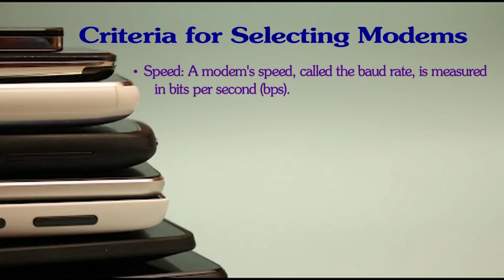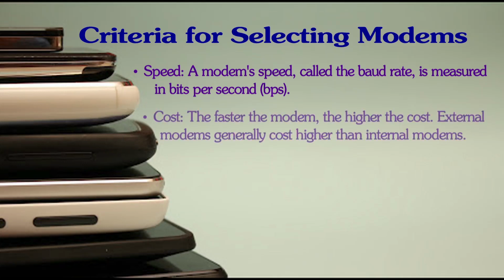A modem's speed is called the baud rate, which is measured in bits per second, that is, how many bits per second it is able to transmit. The faster the modem, the higher the cost. If you are taking a very high speed modem, then the cost will definitely increase accordingly. An external modem generally costs more than an internal modem.